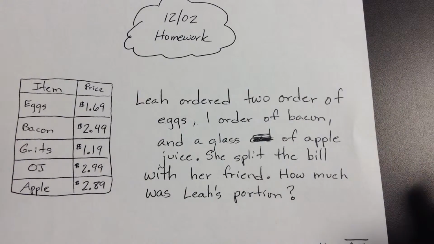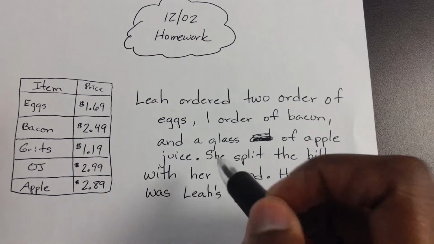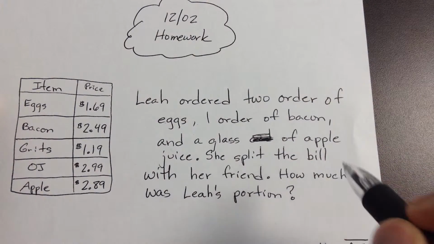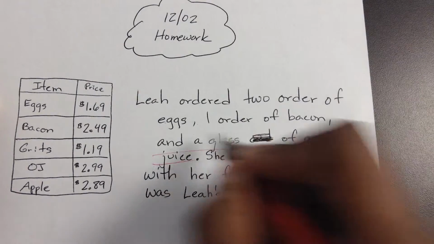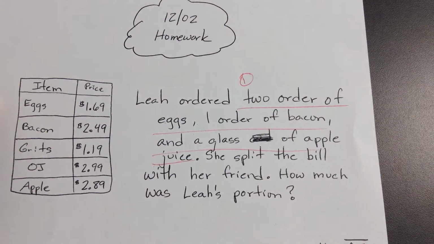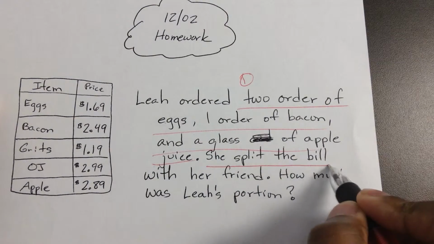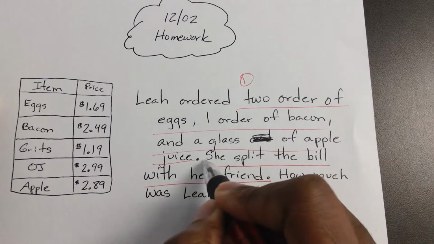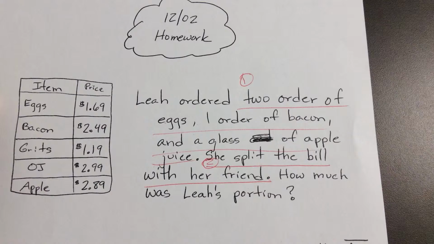Homework. Leah ordered 2 orders of eggs, 1 order of bacon, and a glass of apple juice. She split the bill with her friend. How much was Leah's portion? So we first of all see that we're going to have to add all of this up. That's step 1. Step 2 tells me that she split the bill with her friend. So that's a second step.